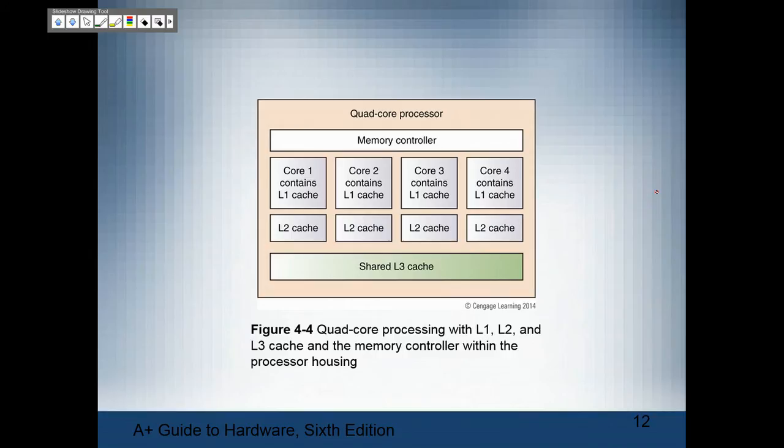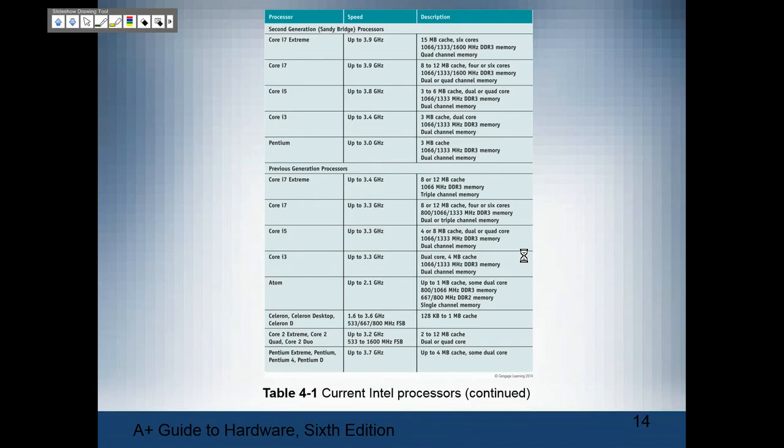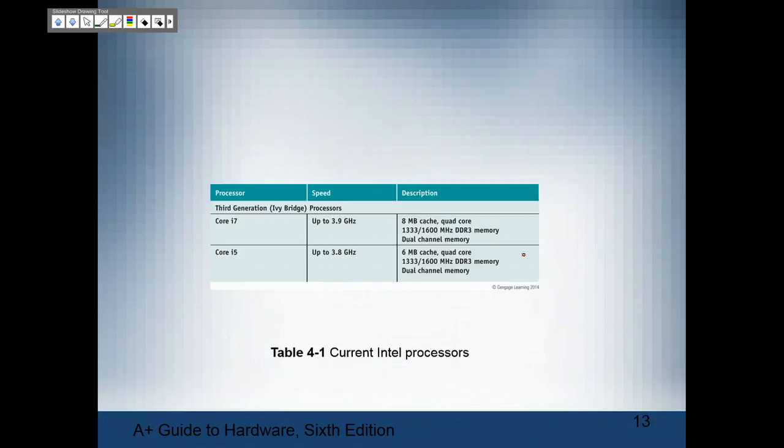Nice picture here. Memory control unit, core 1 contains L1 cache, core 2, L1 cache, core 3, L1 cache. So each of them has their own L1 and L2 cache, and then the L3 cache is shared among all of the cores in this quad-core processor here. Pretty good images of what goes on in these things. These are tables that are in the book. It's third generation core, the processors, and the cache available on the system.